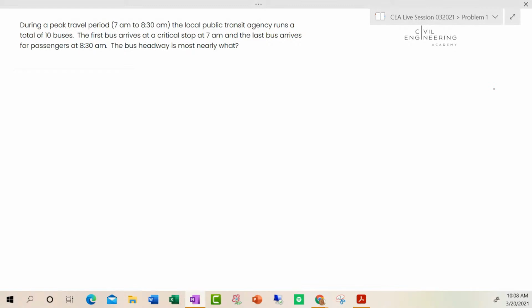This first one says, during a peak travel period, 7 a.m. to 8:30 a.m., the local public transit agency runs a total of 10 buses. The first bus arrives at a critical stop at 7 a.m., and the last bus arrives for passengers at 8:30 a.m. The bus headway is most nearly what?